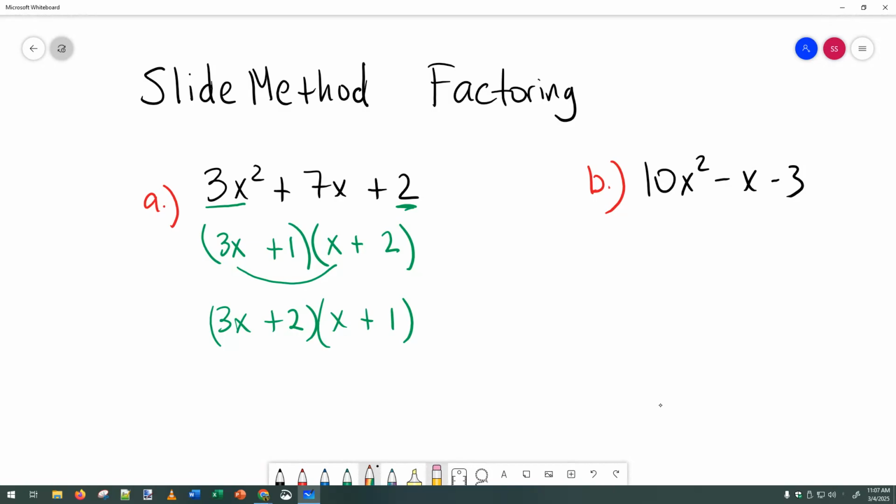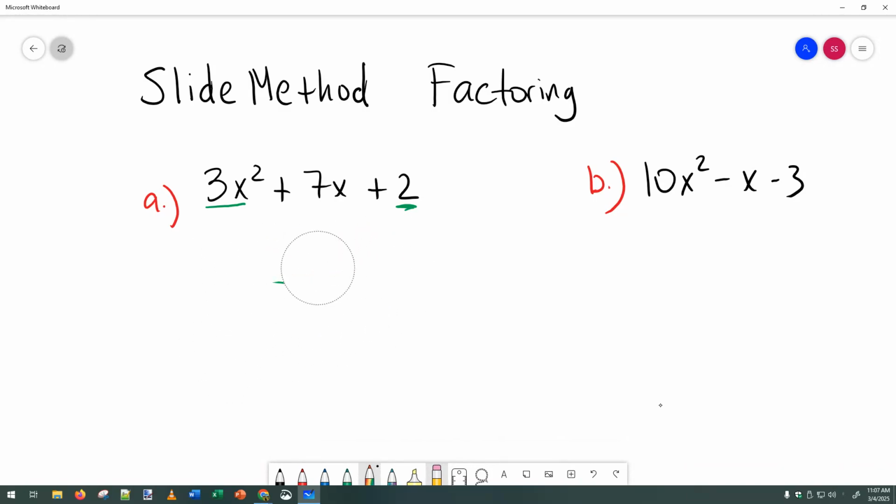A way that works every time is if you multiply these two numbers together. So 3 times 2 is 6. Okay, and now we search for two numbers that multiply to get 6, and they have to add to get 7, which is the middle number here. So add to get the middle number, and multiply to get the product of these two numbers. Okay, so those two numbers would be 6 and 1. 6 times 1 is 6, and 6 plus 1 is 7.